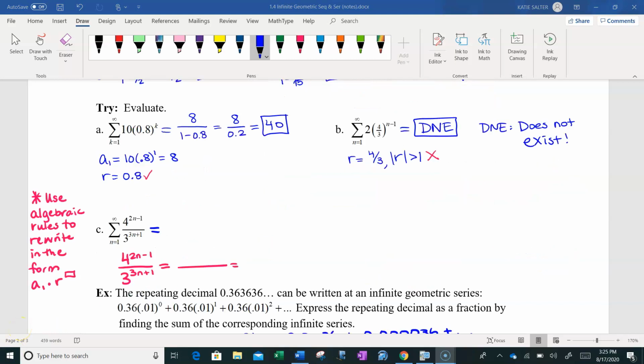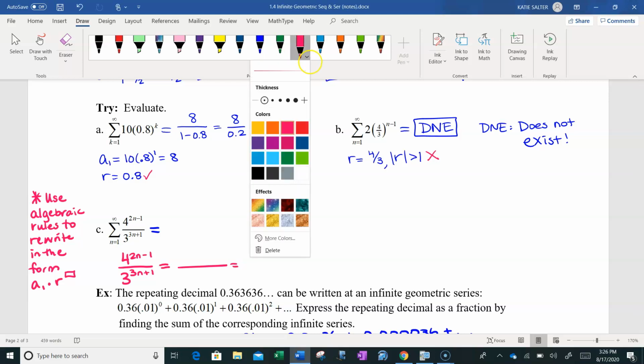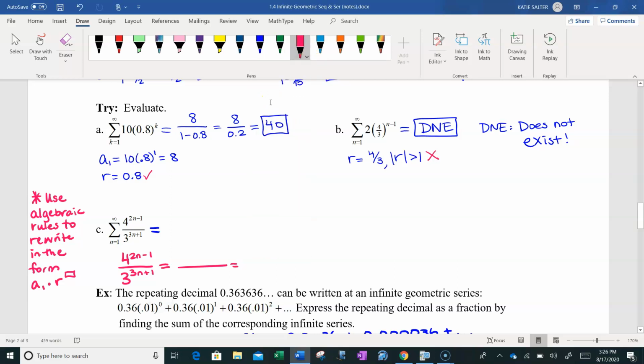So this next one is really funky looking because it's not in that general formula that we're used to seeing like the two above. So what we have to do is use some algebra rules, some of our exponent rules, to rewrite it so that it is in the form of a number times our common ratio raised to a power. So I'm just going to come over here to the side and do the algebra, and then come back to it.